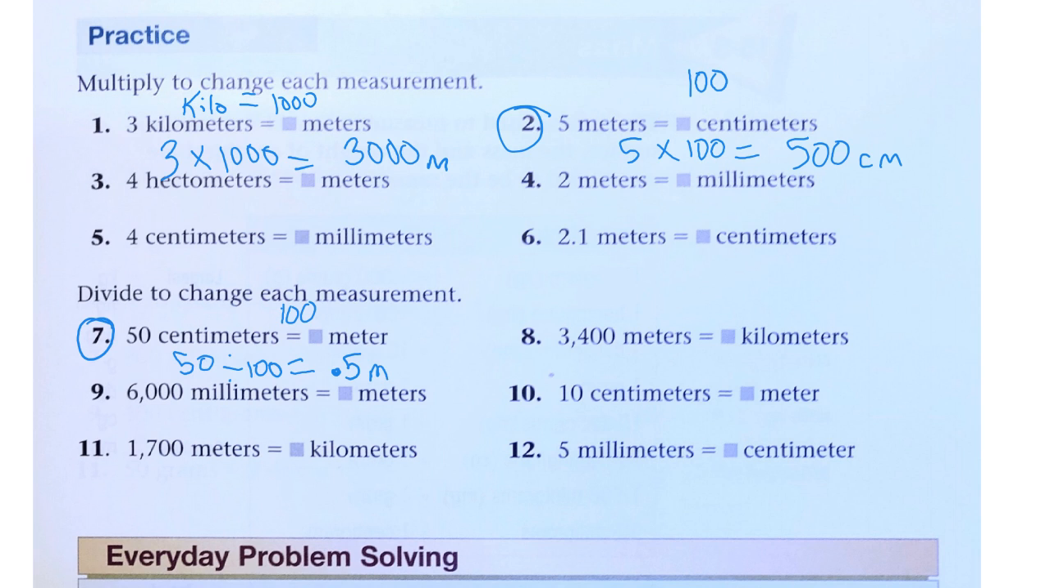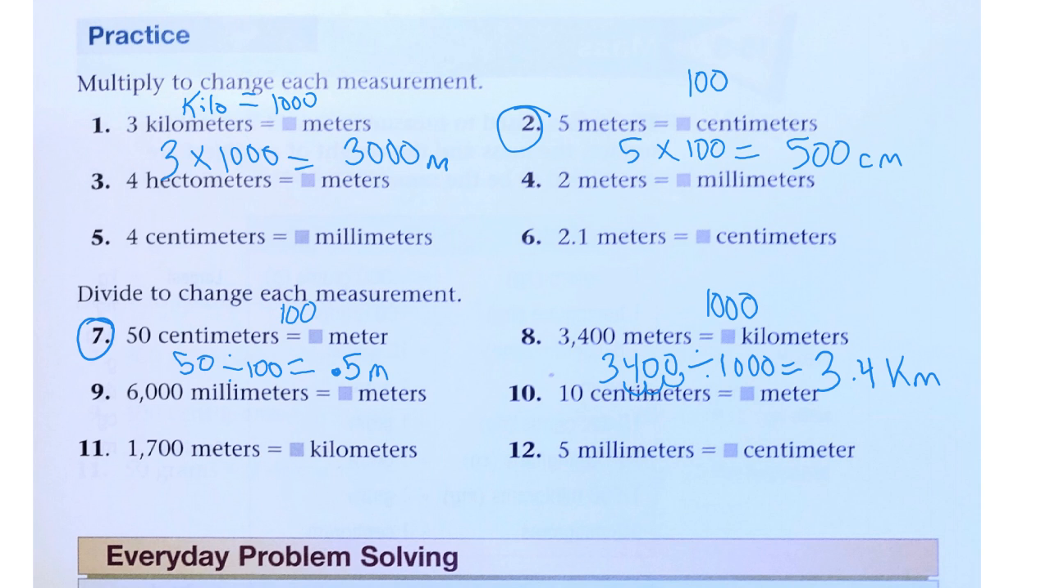3,400 meters equal how many kilometers? There are 1,000 meters per kilometer. So we are going to take 3,400 meters and divide that by 1,000, which really means move the decimal 3 times to the left. So 1, 2, 3. So the answer will be 3.4 kilometers.